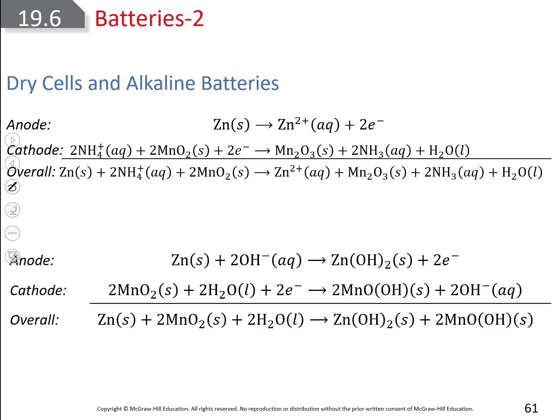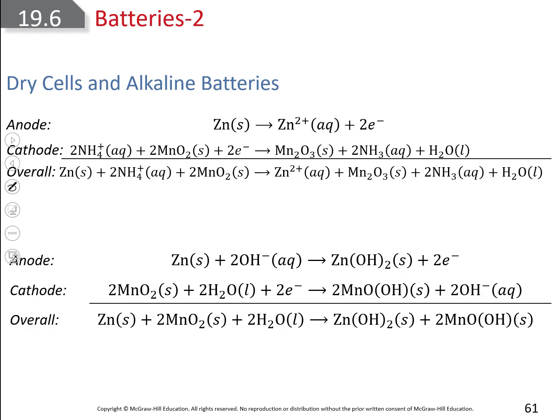So if we look at the reactions here, at the anode, we have that zinc anode. At the cathode, we have the reactions going on in that moist medium. So that's the ammonium from the ammonium chloride, the manganese oxide, which separates it from the graphite core there. And we have the two different reactions going on here. Now, these are also called alkaline batteries.